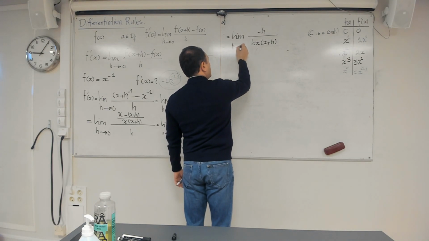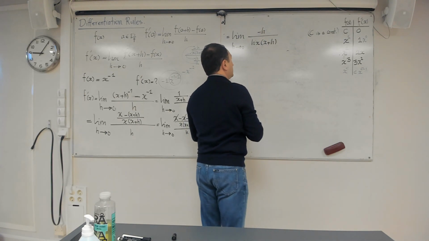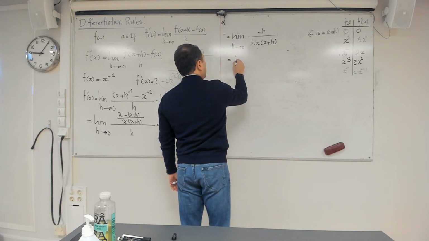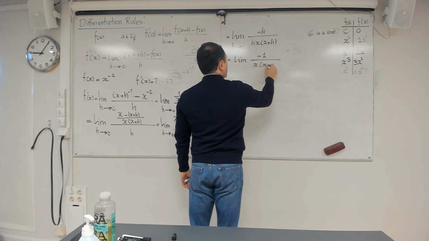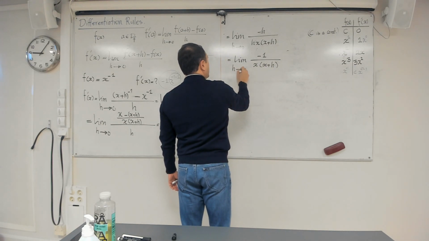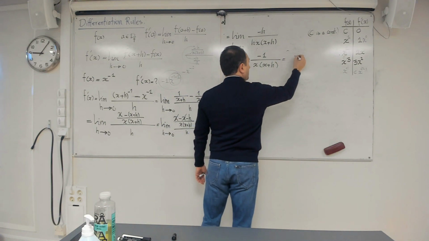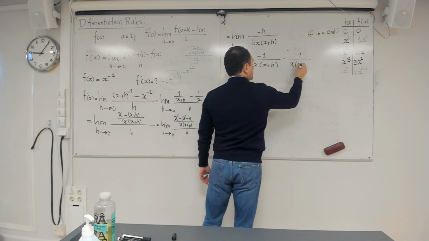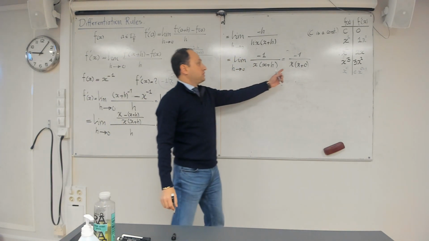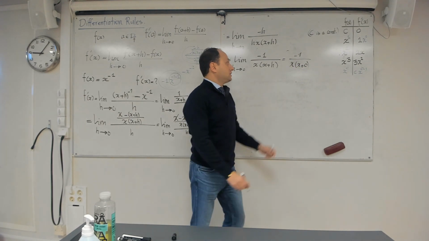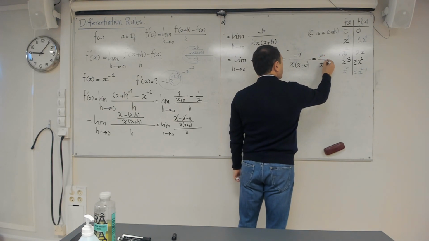h goes to 0. And now you see that this h and that h are cancelled. So what is left for me is the limit. In the numerator is minus 1. The denominator is x, x plus h. And h goes to 0. Now, when I send h to 0, what will happen? It becomes minus 1, x times x plus 0. But x plus 0 is just simply x. x times x is x squared. So it becomes minus 1 divided by x squared.